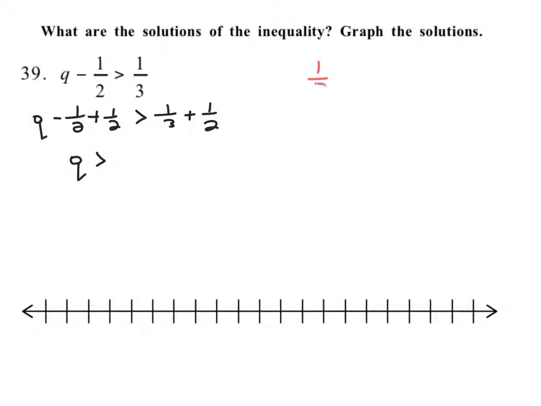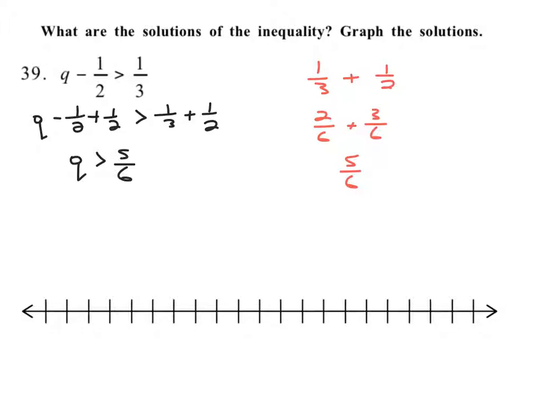Okay, 1/3 plus 1/2. What we need to do is have a common denominator, and the common denominator is 6. So 1/3 is equal to 2/6, and 1/2 is equal to 3/6. Now when we add them, we get 5/6. So this is 5/6. Okay? Now remember, we can pick any scale that we want.